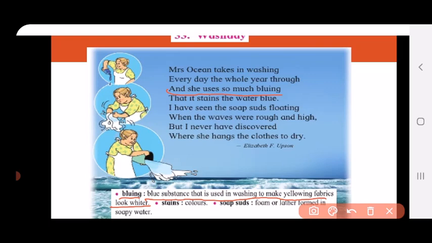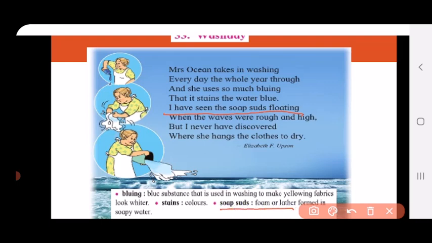I have seen the soap suds floating. What are soap suds? Foam or lather formed in soapy water. When you add soap to water and mix it well, have you all seen? The water becomes all cloudy with lot of bubbles. You cannot see the water clear. So these are called soap suds.